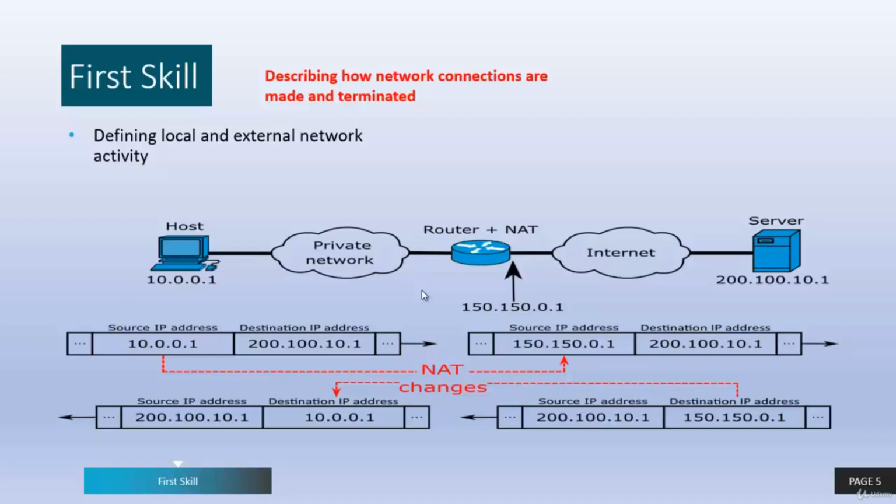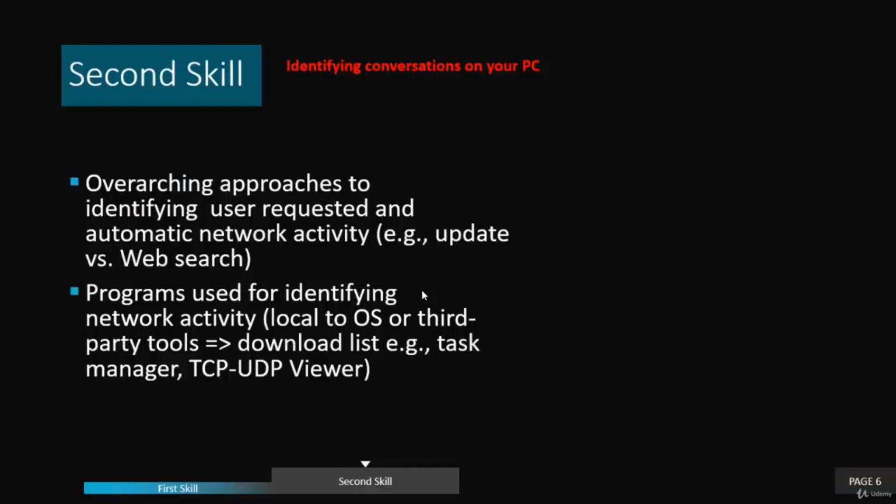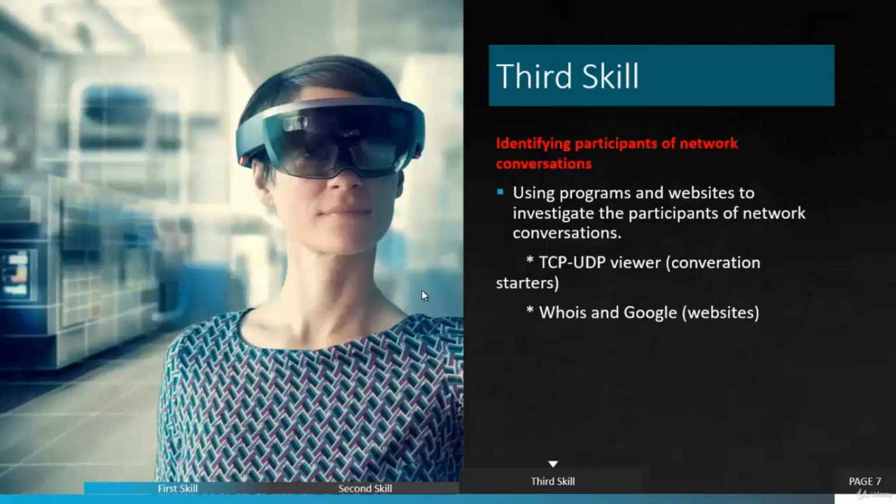This concludes our second skill. Next, we'll be looking at our third skill, which involves identifying the programs that initiate these connections or conversations on our computer. We will be using programs and websites to identify these parties.